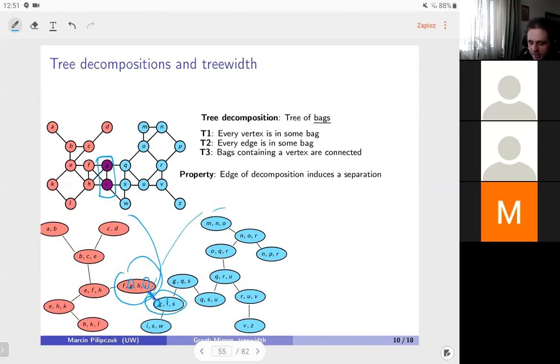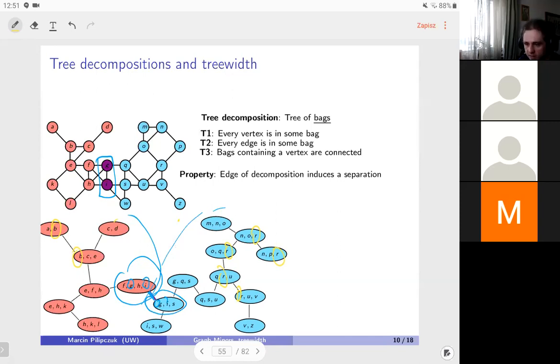And the point is that if there's a vertex, say B here, that appears only on the left, and there's another vertex, say R, that appears only on the right, these vertices cannot have an edge between them, because B appears only in the red bags and R appears only in the blue bags. So there's no bag that contains both R and B, just because one appears only in red and one appears only in blue. So there cannot be an edge between B and R.